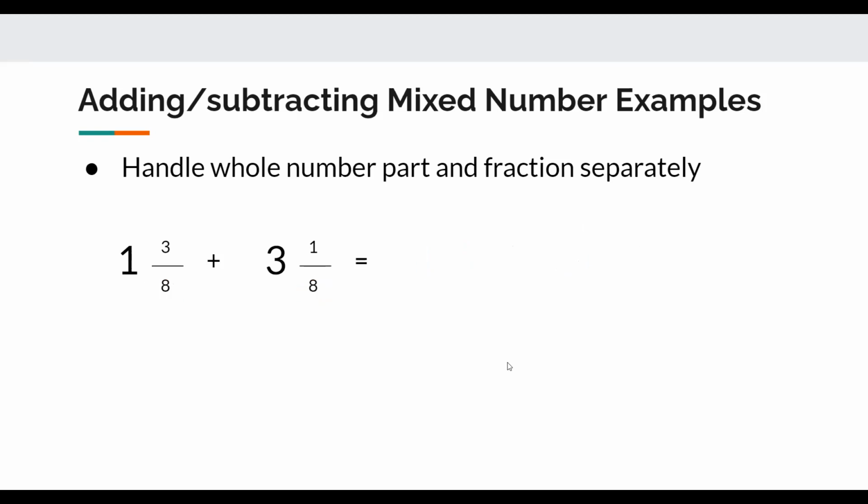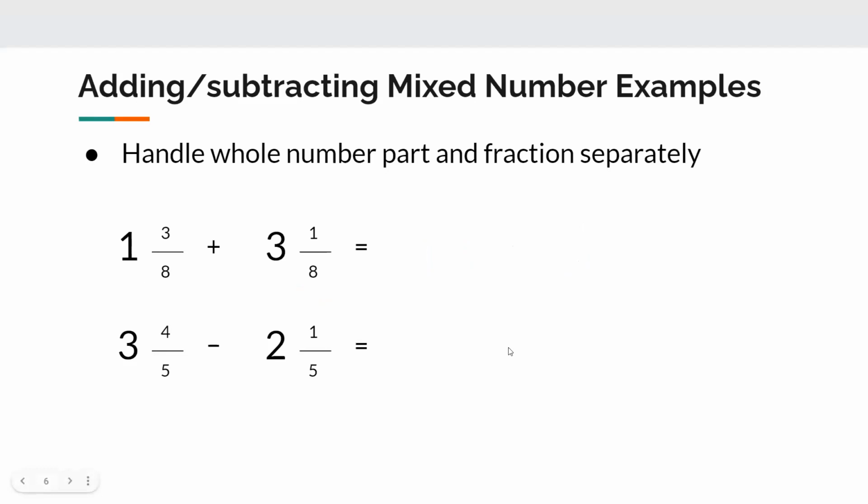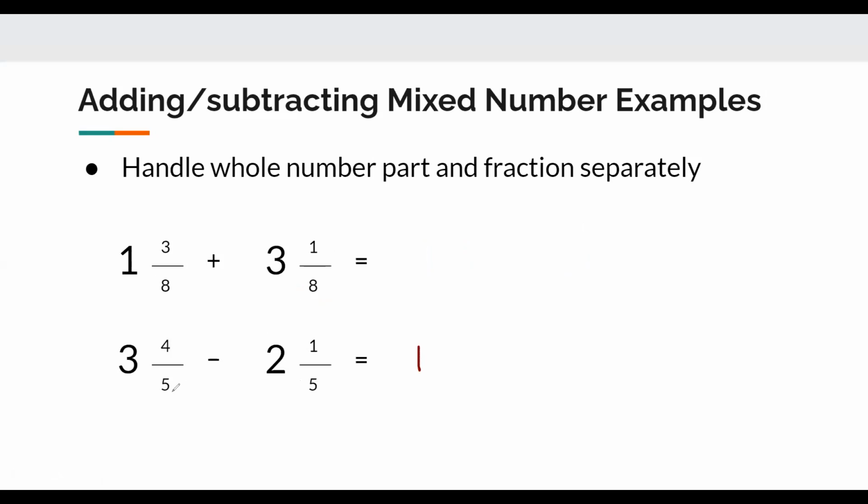Next problem. 3 4/5 minus, this is a subtraction problem, 2 1/5. Let's start out with the whole numbers. 3 minus 2, that's just 1. We also have a common denominator here, so we don't have to make an adjustment. 4 minus 1 is 3, and our denominator stays the same, 1 3/5.